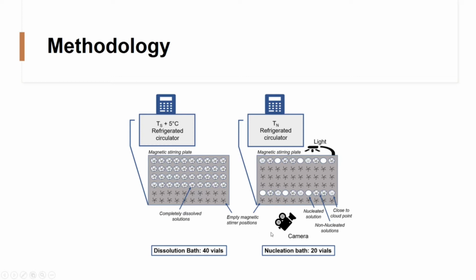The camera also has some play time. From that time we can calculate, okay, at time t equal to 0, this vial got nucleated. At time t equal to 1 minute, another vial got nucleated, and then after some time interval the third vial got nucleated. We are going to record that time, and then the number of vials nucleated.